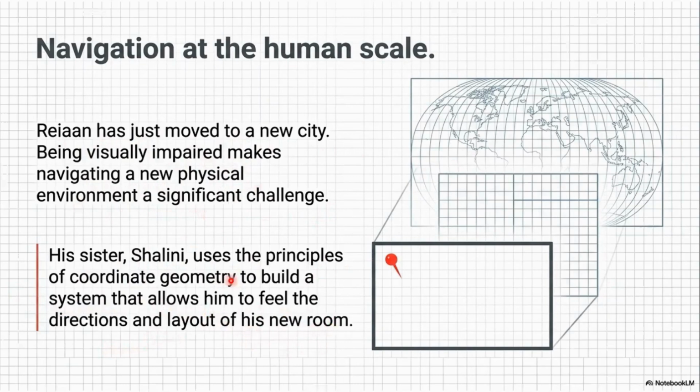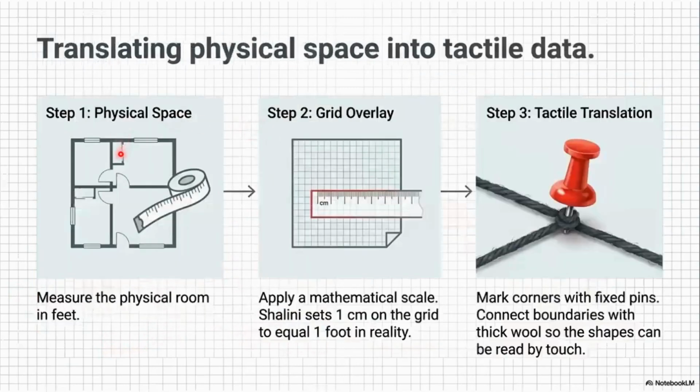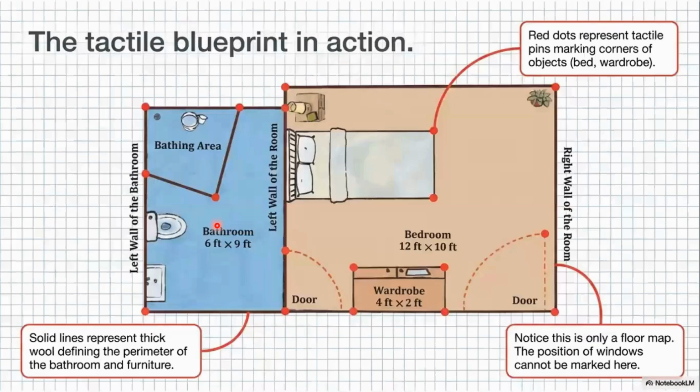So what his sister did, first of all, she took that physical space and measured it in feet, and then she made a grid overlay. There, she used 1 centimeter equal to 1 foot in reality. And next, she marked corners with fixed pins and connected boundaries with thick wool so that the shape can be read by touch, because he was visually impaired.